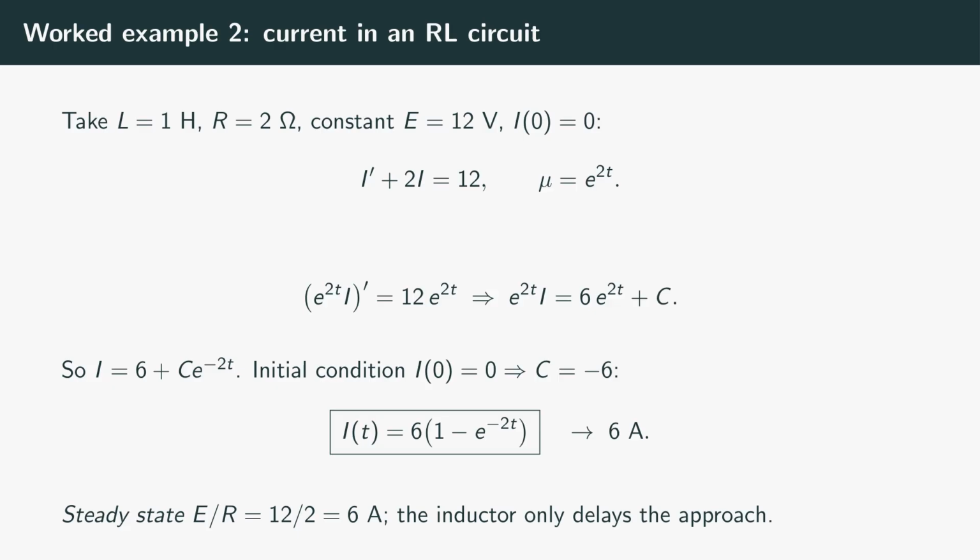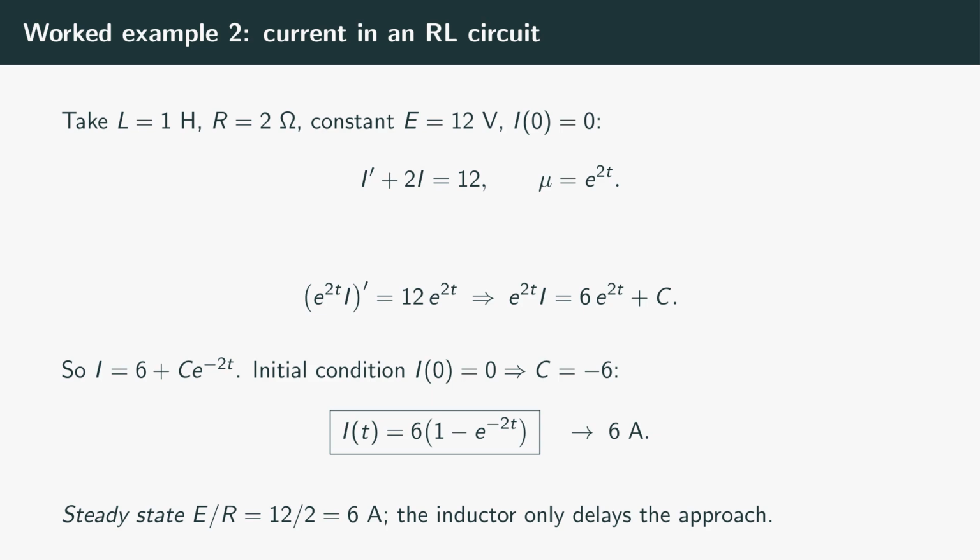Multiply through, and the left side is the derivative of e to the 2t times I, equal to 12e to the 2t. Integrate the right side to get 6e to the 2t plus C. Divide by the factor, I equals 6 plus Ce to the minus 2t. The current starts at 0, so I of 0 equals 0 gives C equals minus 6. Therefore, I of t equals 6 times the quantity 1 minus e to the minus 2t.